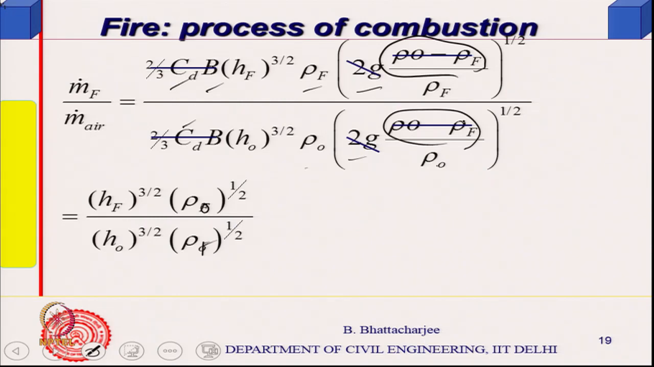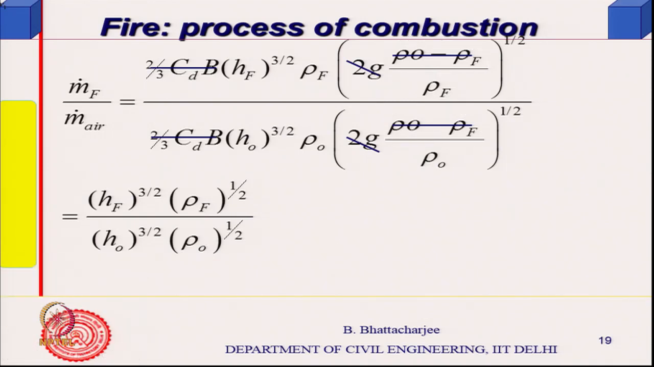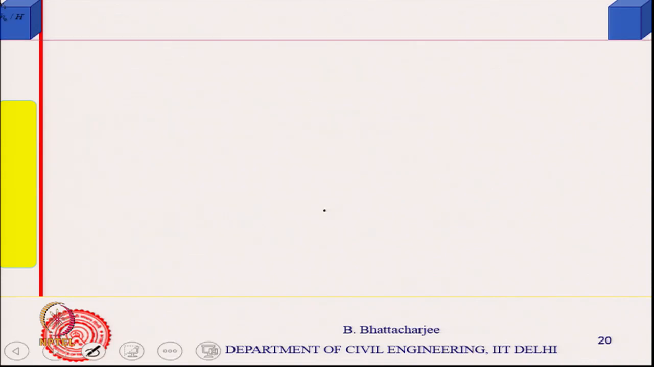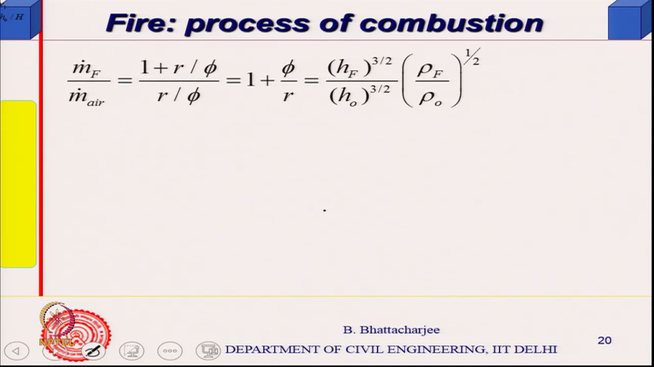Oh, this rho f cancels out with this rho f, that's fine. I think I made a mistake in algebra. This is rho f here, rho 0 here, rho 0 to the power half, so it remains rho 0 to the power half here, rho f to the power half here. This is correct, actually. So this is how it is, and this must be maintained.